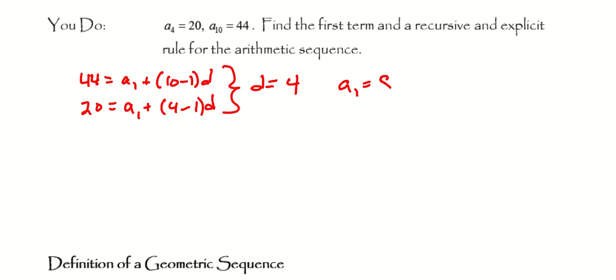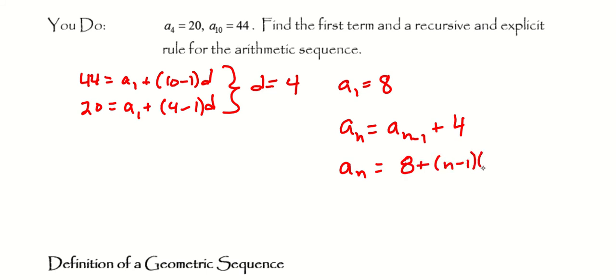Which means your recursive definition would be a sub n equals a sub n minus 1 plus 4. And your explicit definition, a sub n is equal to a sub 1, which is 8, plus n minus 1 times your common difference, which is 4.